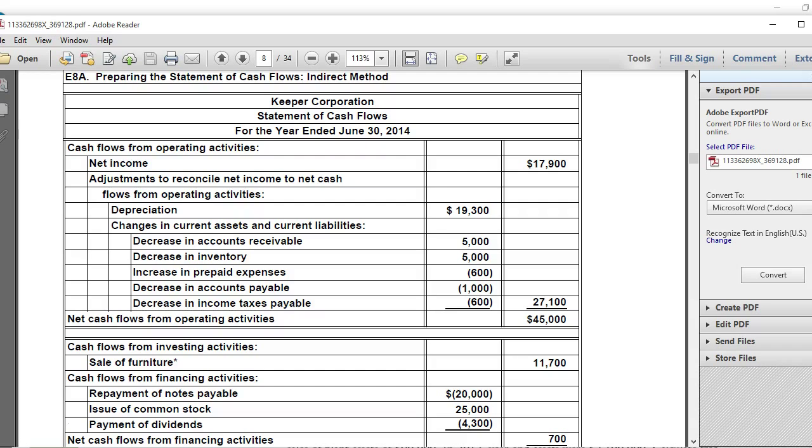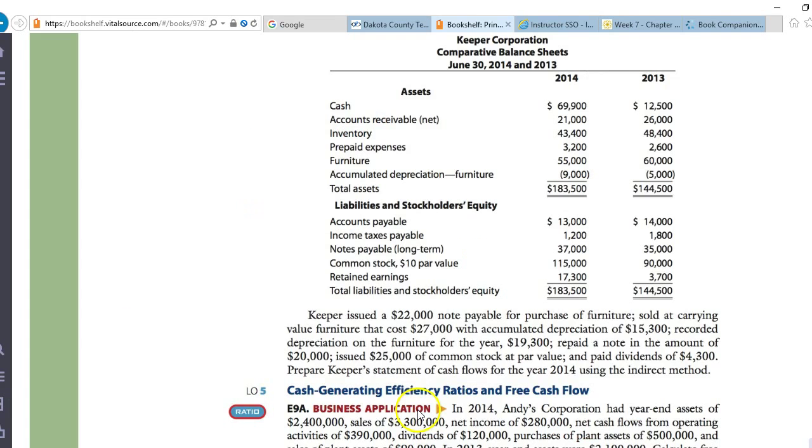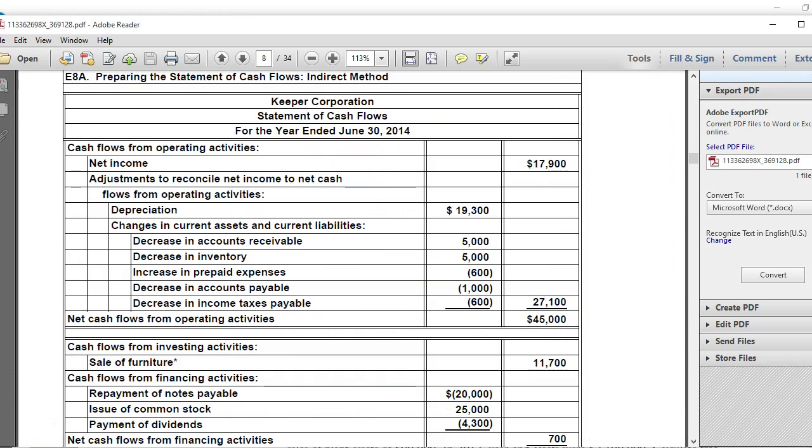Remember, when we increase an asset, we subtract. When we decrease an asset, we add it to net income. When we increase a liability, we add it to net income. When we decrease a liability, we subtract it. So, as you see here, our accounts receivable went from $26,000 in 2013 to $21,000 in 2014. The accounts receivable went down $5,000, right? So that alone, because there was a decrease in accounts receivable, we added. There was a decrease in inventory, we added.